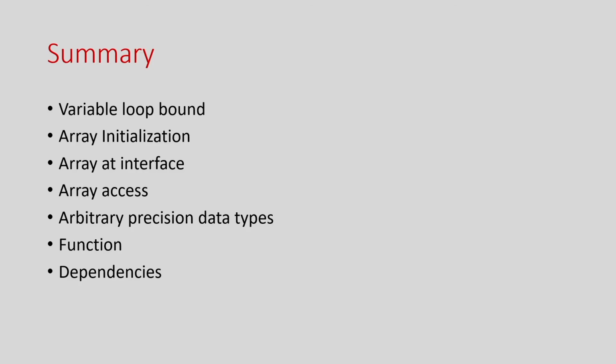Another important topic is the arbitrary precision data type. We have to make sure that my data path has no redundant width, which unnecessarily creates area. And we should also think about efficient implementation of functions. We should use functions judiciously, because a function creates a separate module and no optimization is possible across functions if they create separate modules.